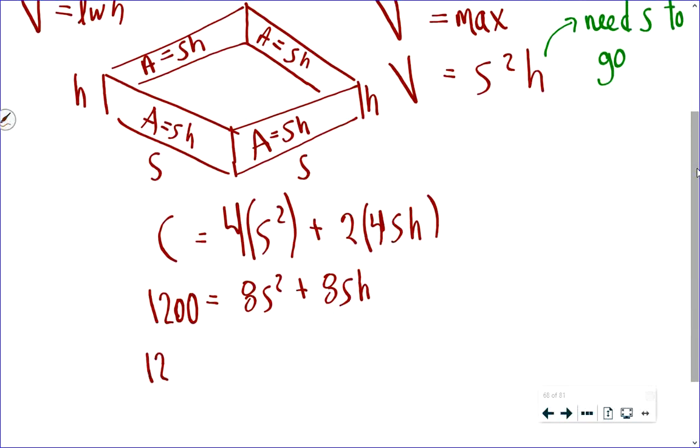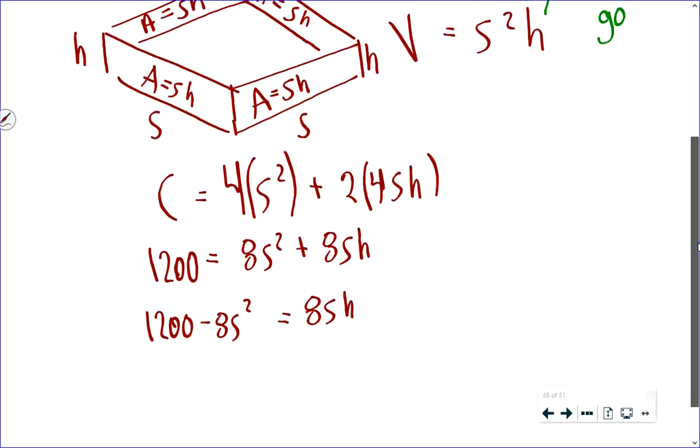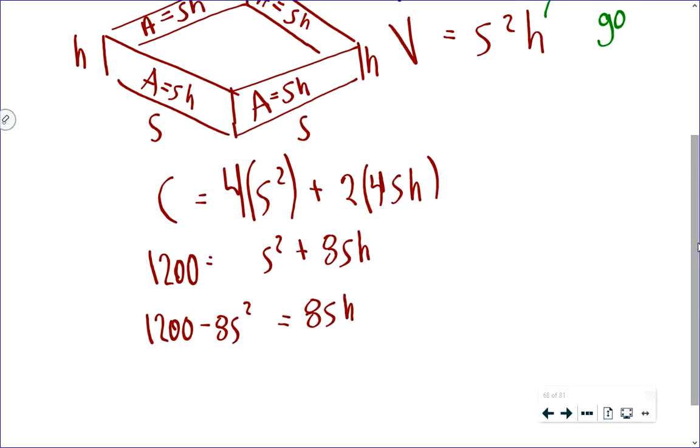I can write 1,200 minus 8s squared equals 8sh. So now I can divide everything by 8s. Oh, it's a 4. Thank you, Farn. That's a 4. A 4s squared. Is that what you guys were going to tell me as well, Zebby? Okay. So you're right, 4s squared. Thank you. So I end up with 8sh is equal to 1,200 minus 4s squared.